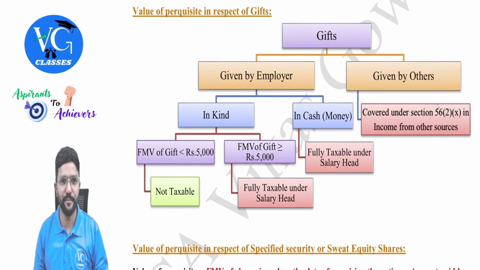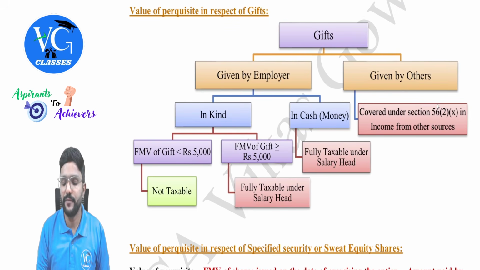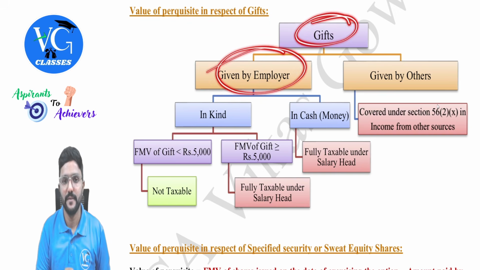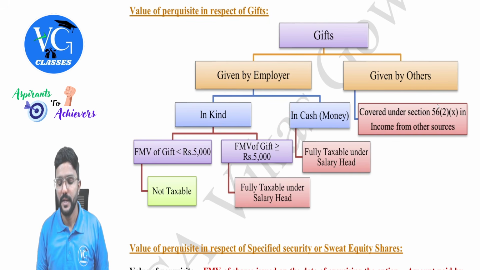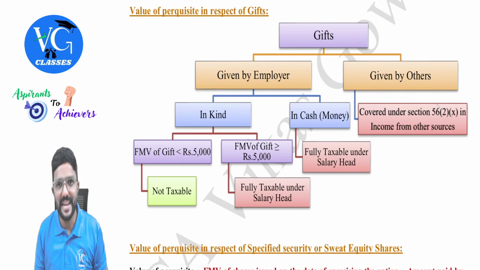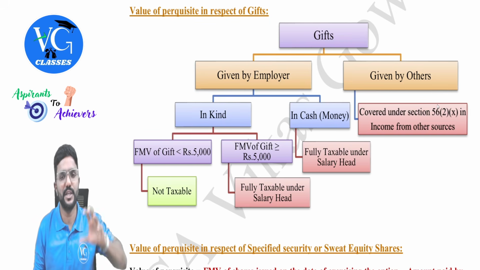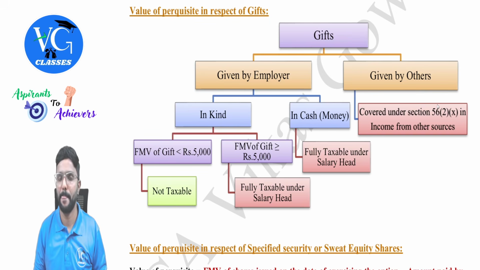Then gift. This is important, even connected to income from other sources. So if any gift is given by the employer, first check whether it is in kind or in cash or money. If it is in cash or in money form, then it is always fully taxable, irrespective of the value. Whatever money is given by the employer to the employee as a gift, like best employee of a month or best employee of a quarter, it will be taxable under the head salary, guys, fully.